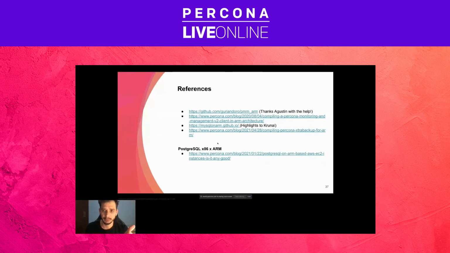And if you are interested in compiling extra packages, the blog post is here. And for those who have more than one database, we have a blog post about Postgres that my colleague Sergey wrote. I tried to make everything close to equal on his instance, and they got some very interesting results there as well.